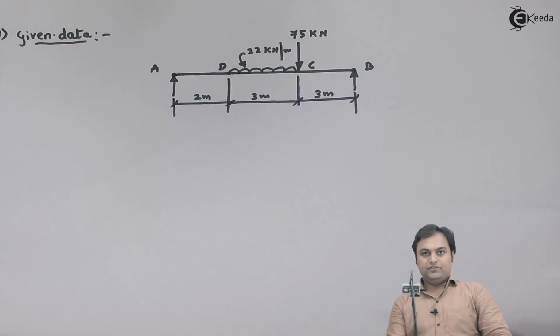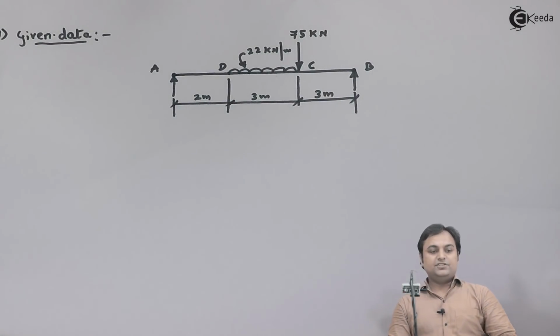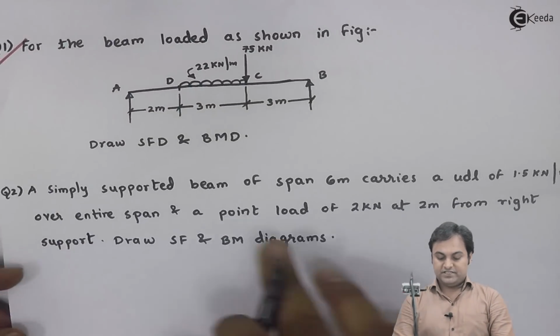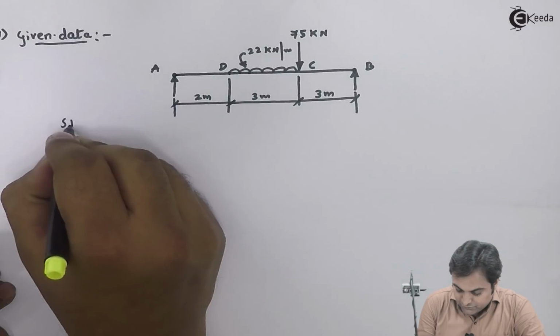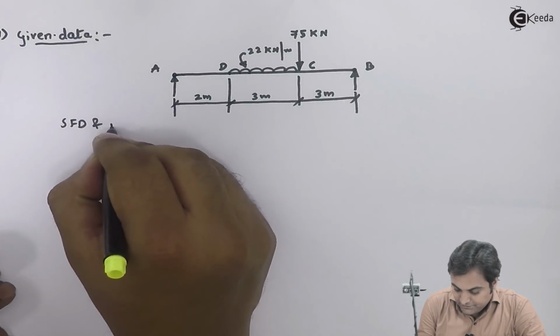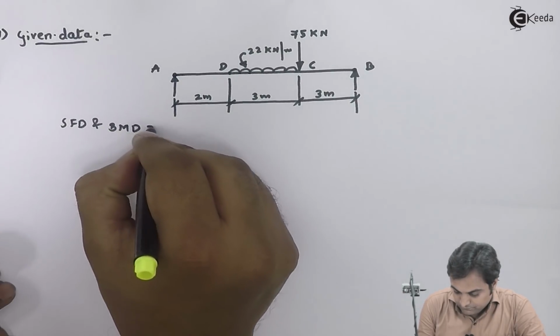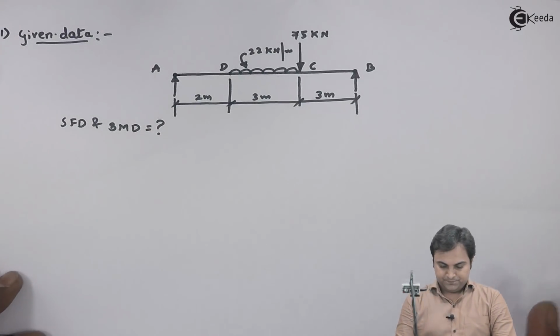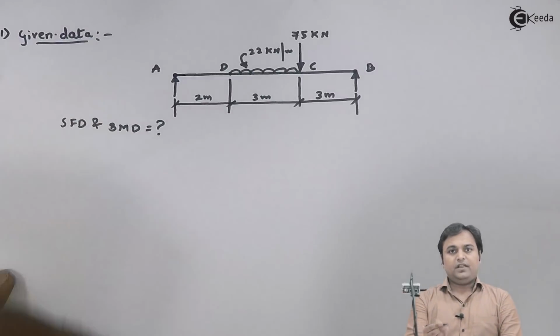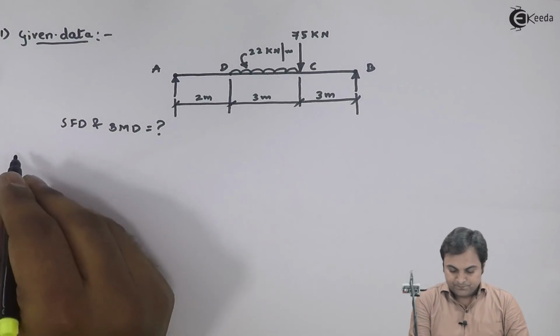Now this is the diagram which we have, and the question is draw SFD and BMD. We have to draw the shear force diagram and the bending moment diagram. So this much is the question part for us. Now we will start the solution for this.